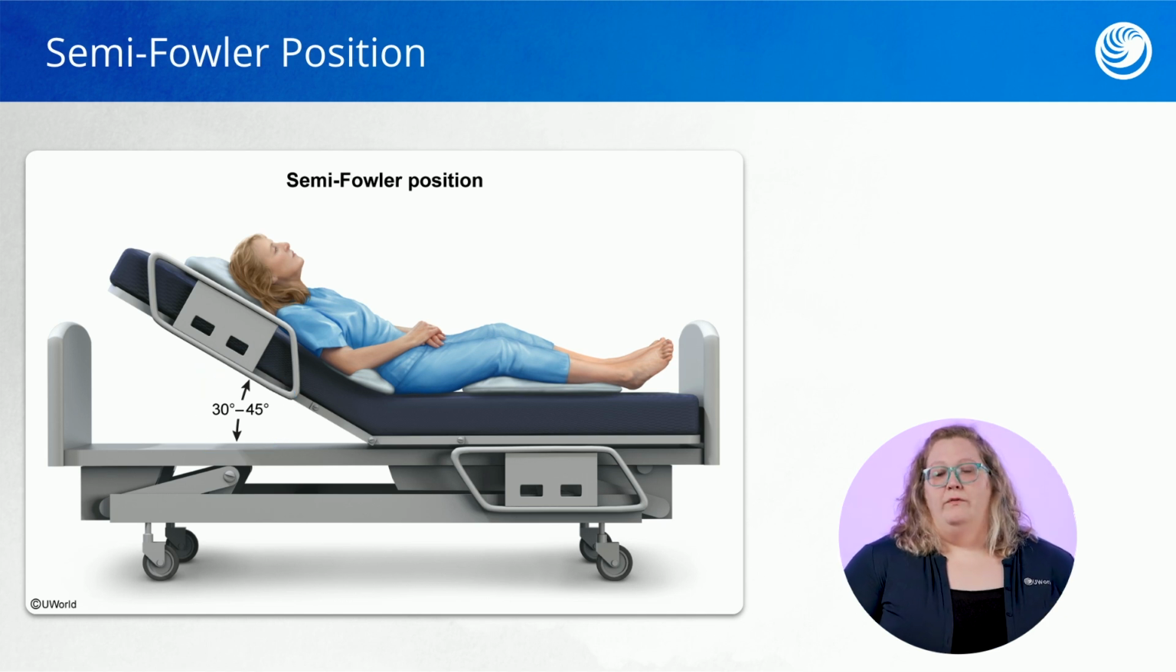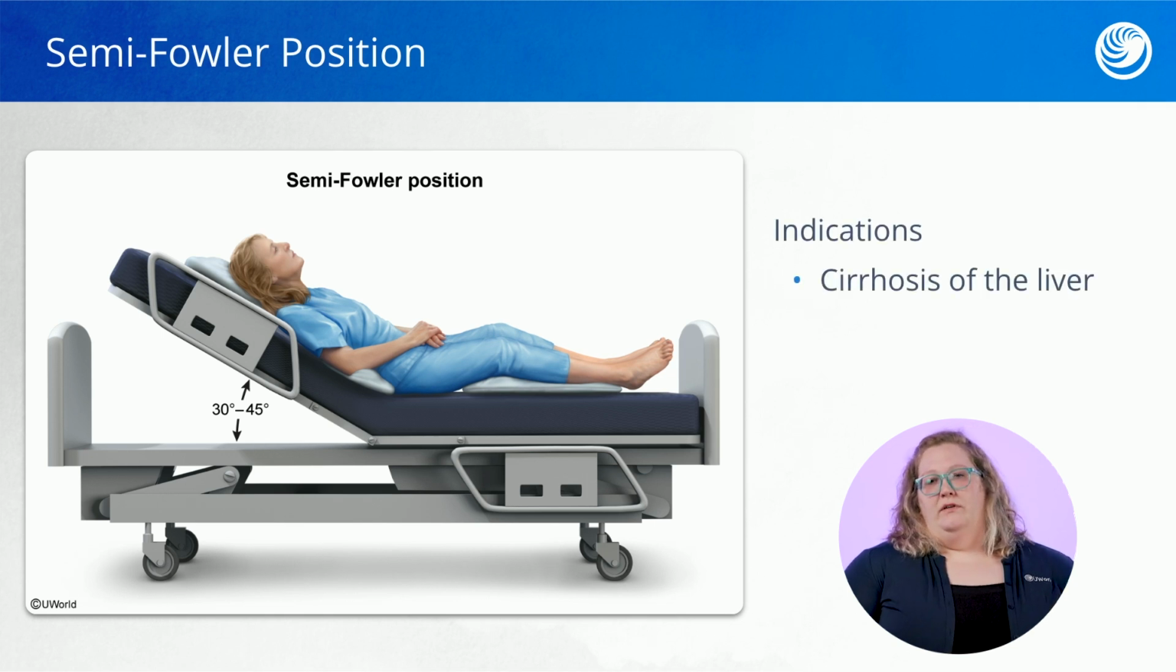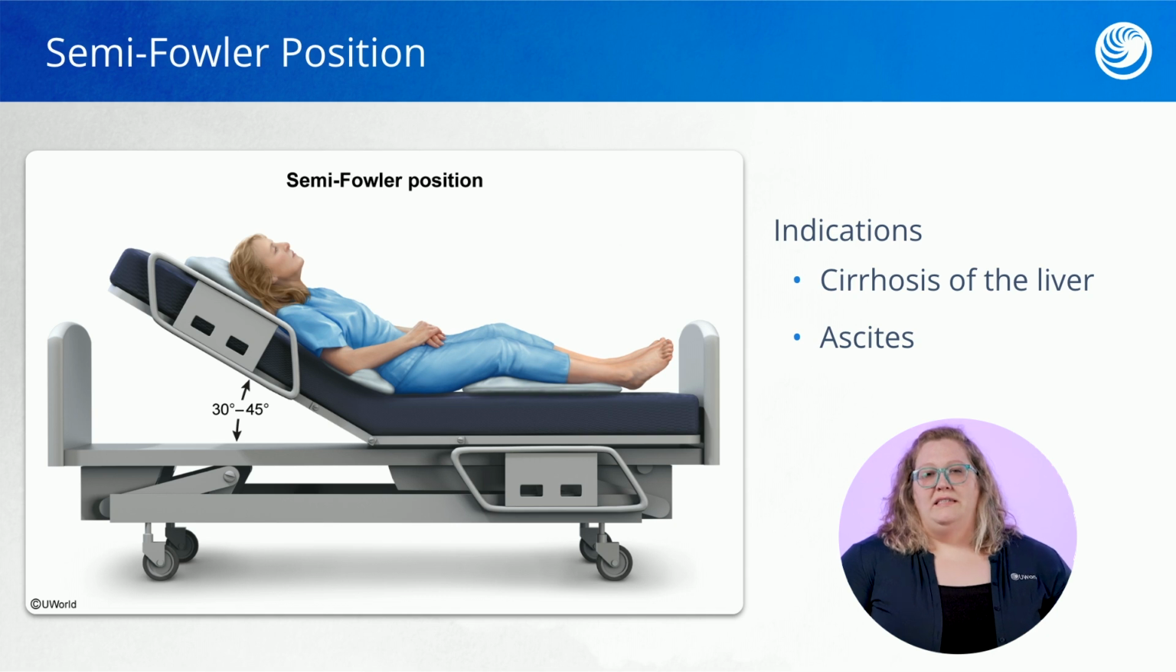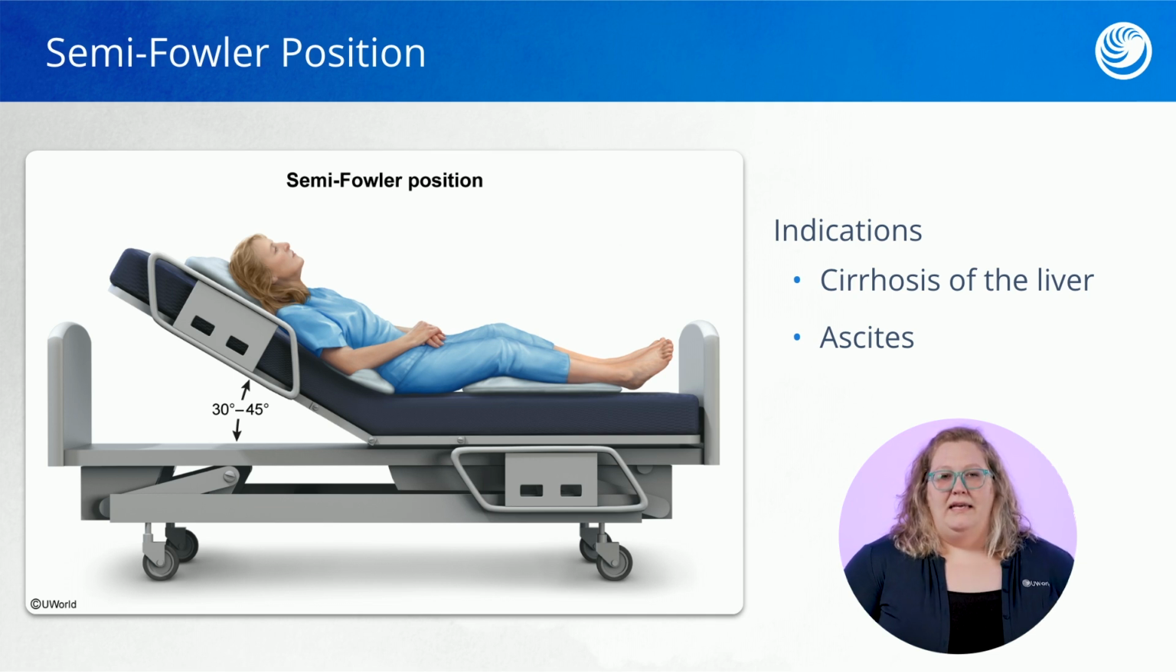This position is helpful because it allows for expanded lung capacity, particularly in conditions like cirrhosis of the liver or ascites where we have an increase in abdominal girth. This increase in abdominal girth puts pressure on the diaphragm, and that makes it harder to breathe. So as you set a client a little bit higher in the bed, it gives the diaphragm a place to drop, the lungs have more capacity to exchange oxygen, and it makes them feel better.